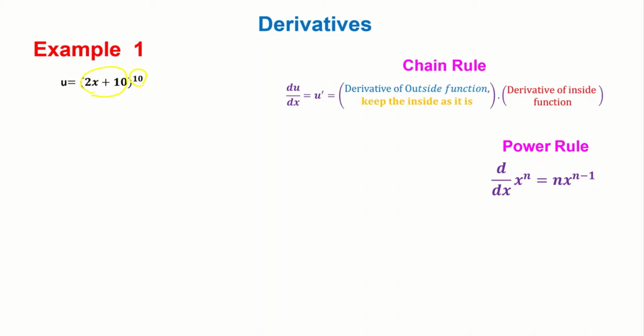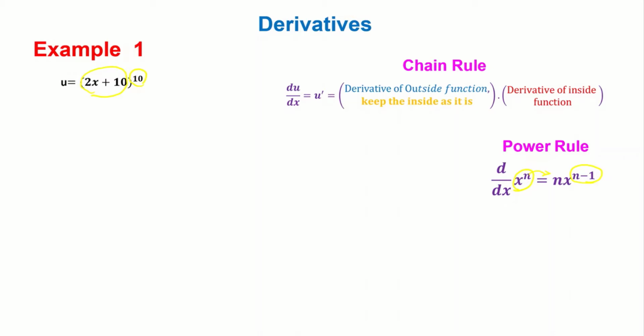For this case, for the outside function, we have to use the power rule. And the power rule, as you know, says when we have a variable to the power of n, we bring that power down as a coefficient, so it is n times x to the power of n minus 1. We reduce the power by 1, as you can see here. So for this case we can easily apply this rule.